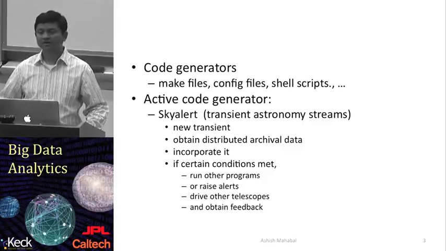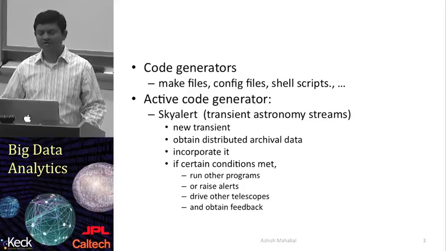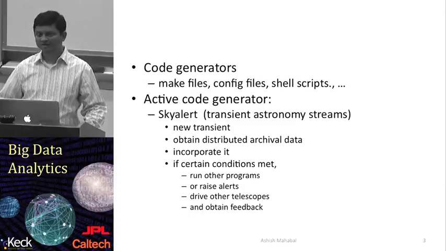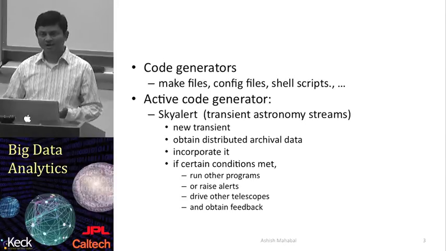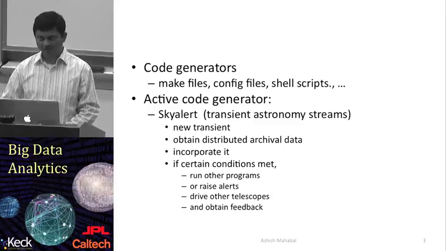And when a new transient is found, a transient is an object that changes in brightness, and we are interested in studying those. So when a new transient is found, the Sky Alert active code generator goes out and fetches data from various archives. And then it incorporates those data into the data that we have found for the new transient.